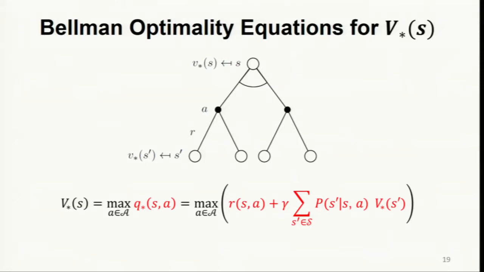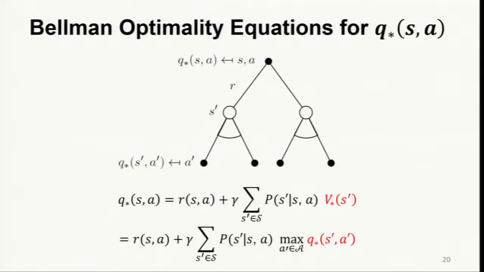But you can expand this part. This is R S A plus gamma, and then you have the probability of getting to different states. You have another expectation to make, because in order to calculate this action value, I need all the state values, and then by doing the expectation over the state values, I get my action value. And this one is the optimality equation for Q star.